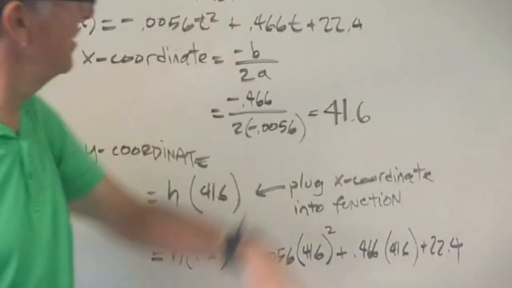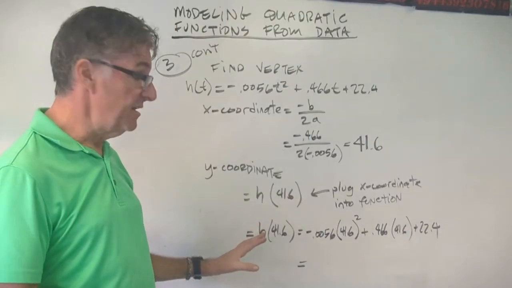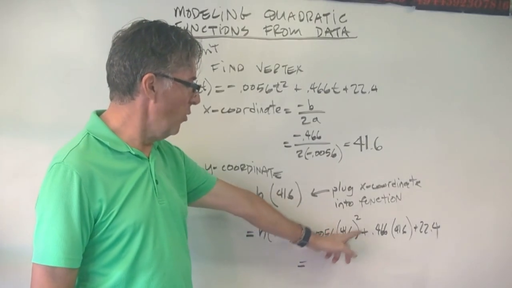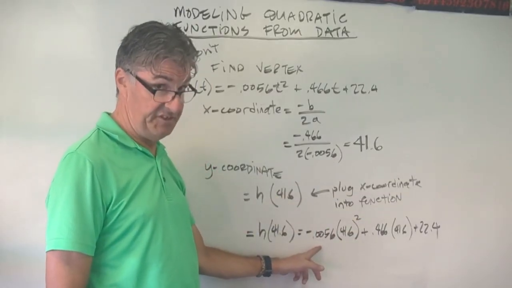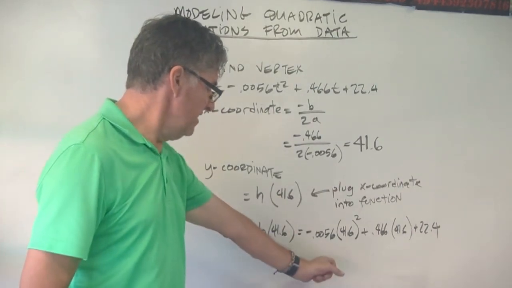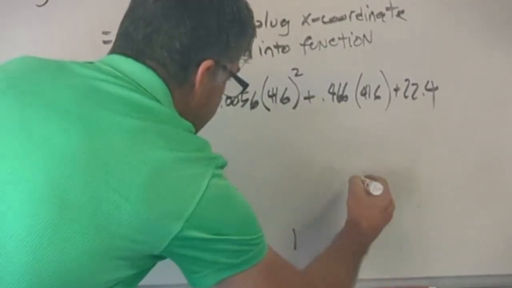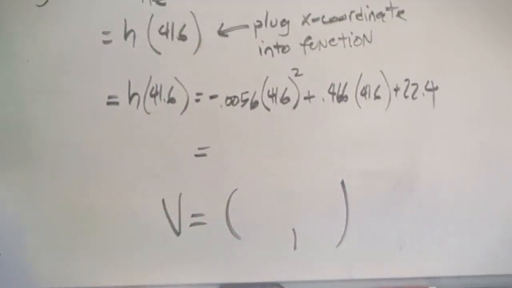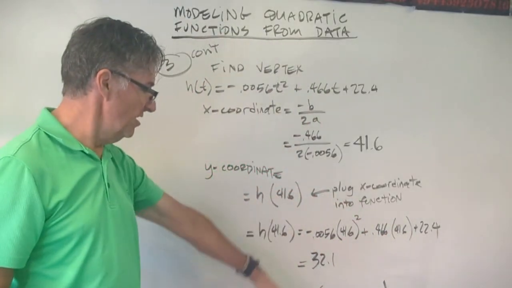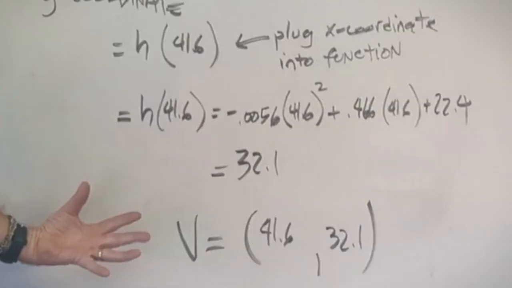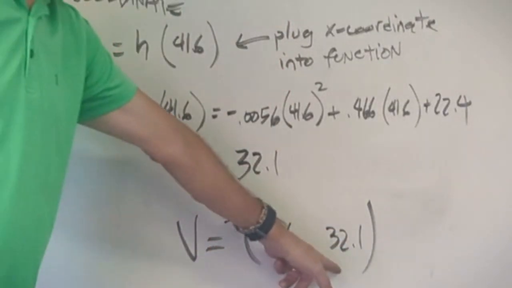Not sure why I have that parenthesis there. It's not necessary. Okay, so the only tricky part about this is you need to make sure that you square 41.6 before you multiply it by minus 0.0056. So make sure you do that and come back and give me the y-coordinate of the vertex, and then I want you to write the coordinates of the vertex as a coordinate point. Okay, when I do my number crunching, my plug and chug on this deal here, I get 32.1. So that tells us the vertex x-coordinate from here, y-coordinate from here is 41.6, 32.1.